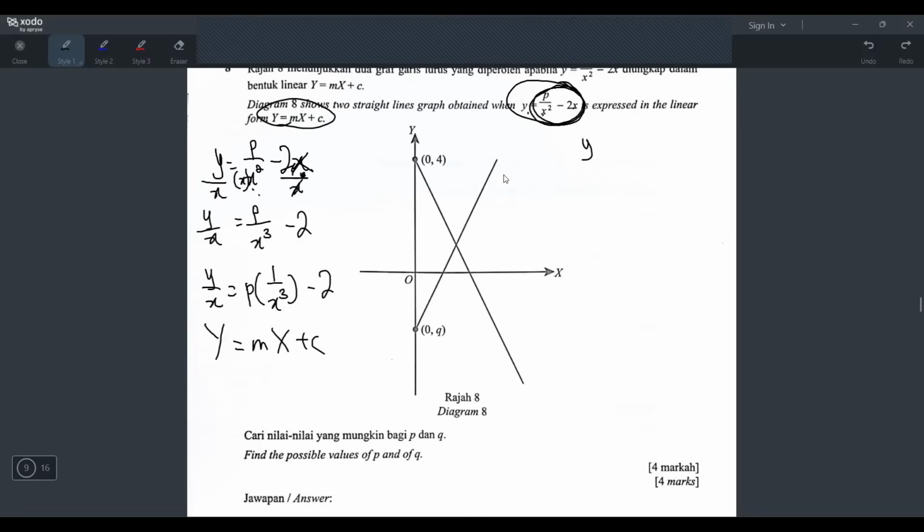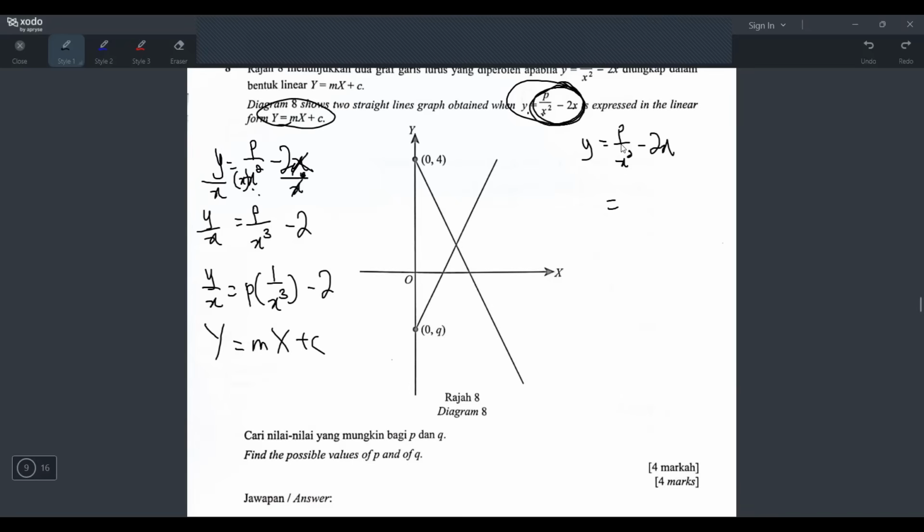Okay, let's write the equation again. y equals p over x squared minus 2x. Just now I said, right, if you want linear form, the x can only appear one time on the right side. So just now I tried to divide by x because I wanted to remove this x. But what if I change my plan now? I don't want to remove this x, but I want to remove this x.